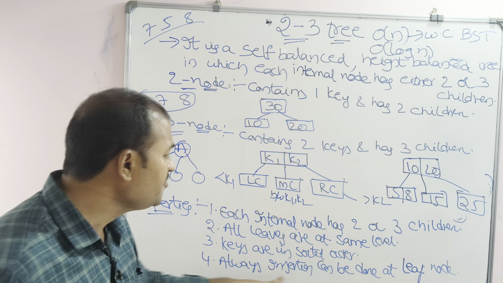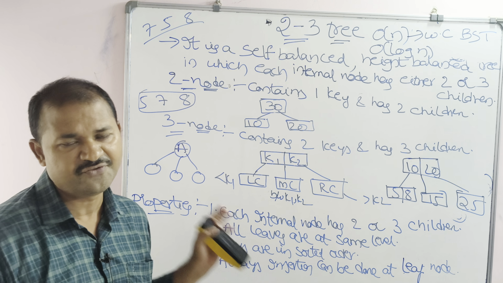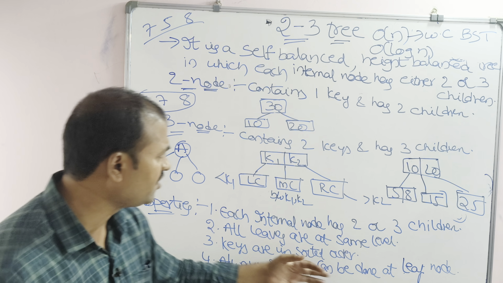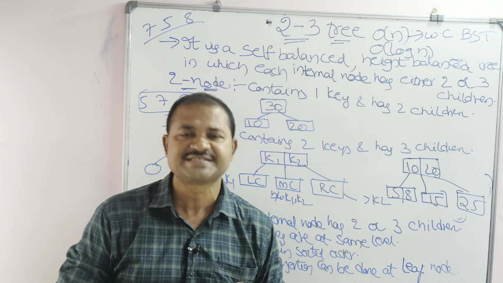Next, insertion can always be done at the leaf node only. So we will always perform every operation, whether insertion or deletion, at the leaf node. Now let's see an example.